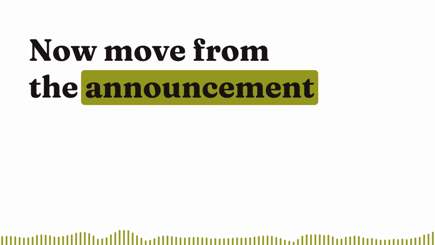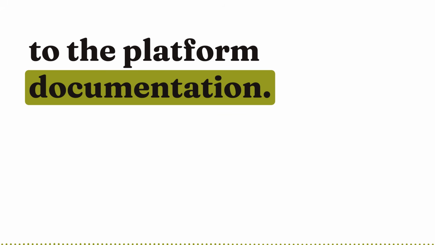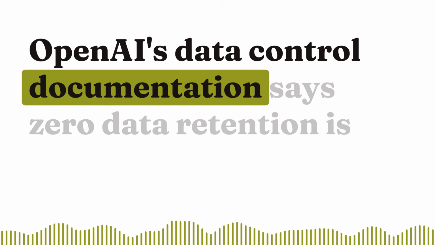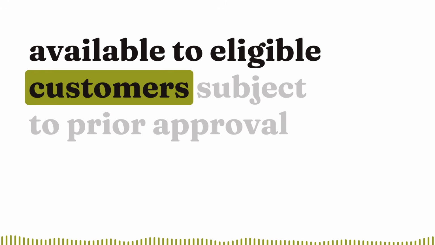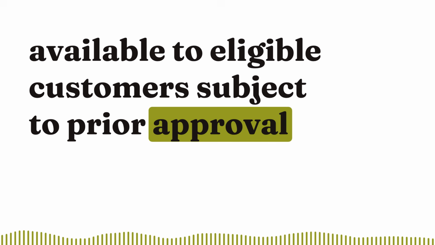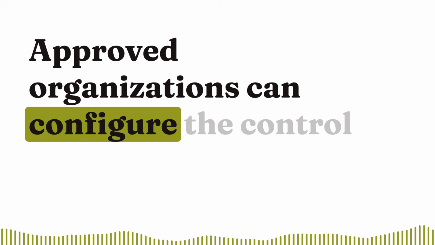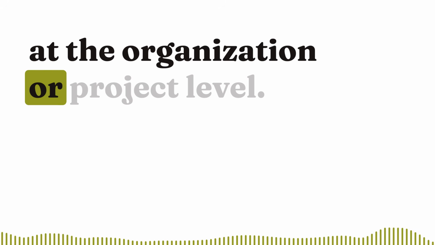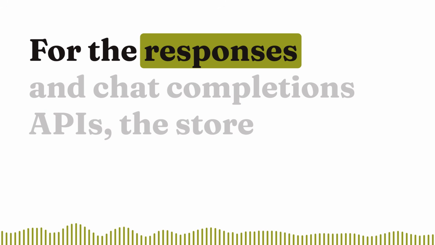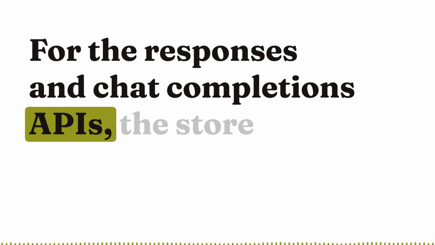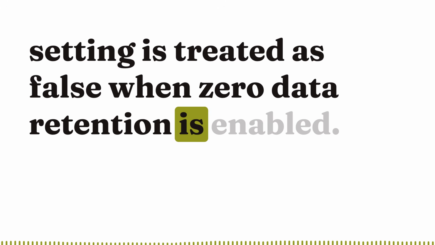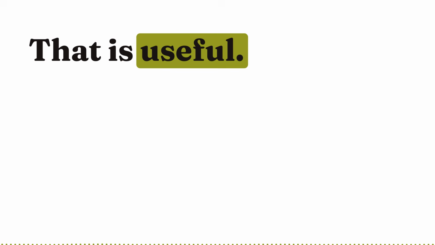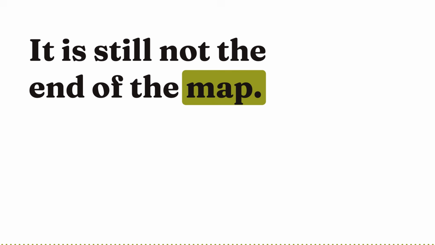Now move from the announcement to the platform documentation. OpenAI's data control documentation says zero data retention is available to eligible customers, subject to prior approval and additional requirements. Approved organizations can configure the control at the organization or project level. For the responses and chat completions APIs, the store setting is treated as false when zero data retention is enabled. That is useful. It is still not the end of the map.